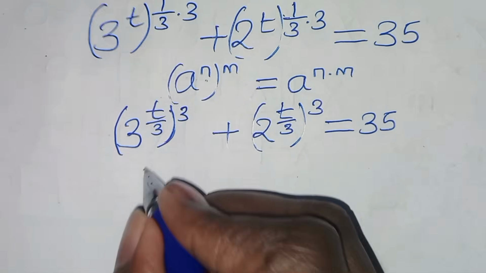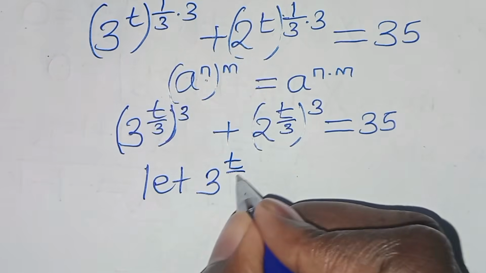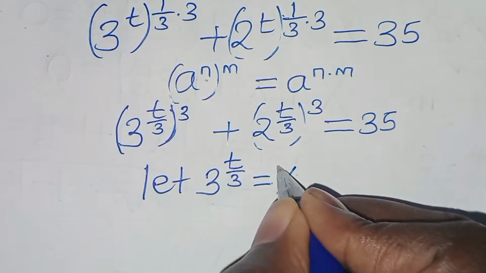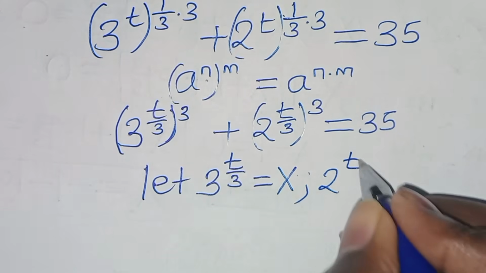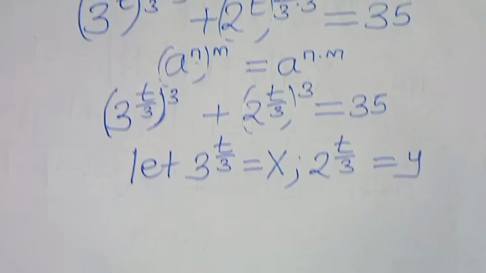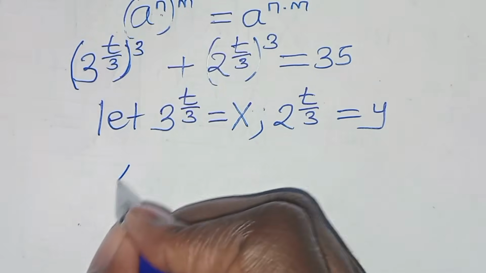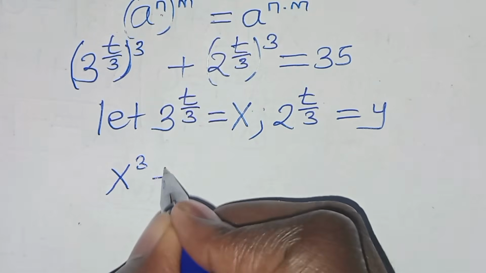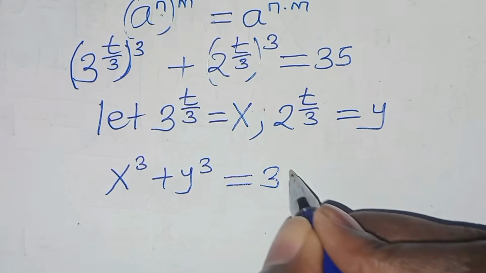The next step is that we can say let 3 to the power of t over 3 be equal to x. And also we can say let 2 to the power of t over 3 be equal to y. Substituting this back into the equation here, we have x to the power of 3 plus y to the power of 3. This is equal to 35.